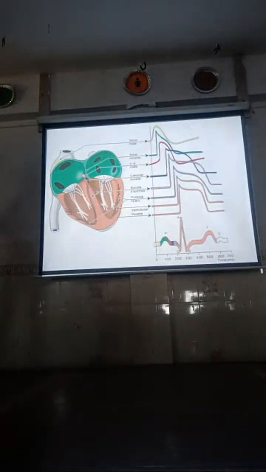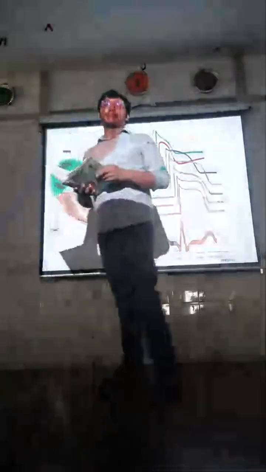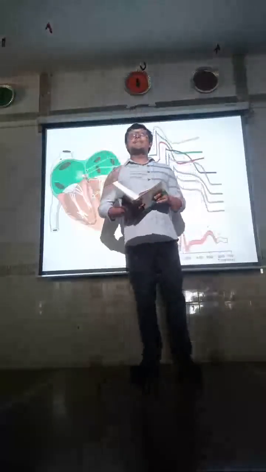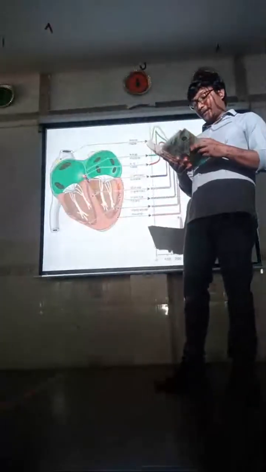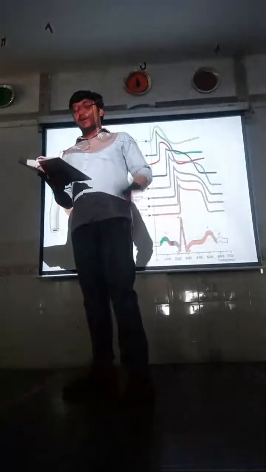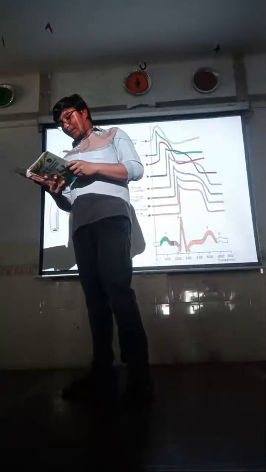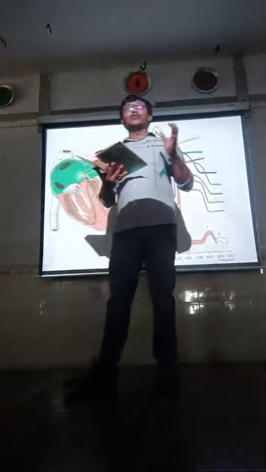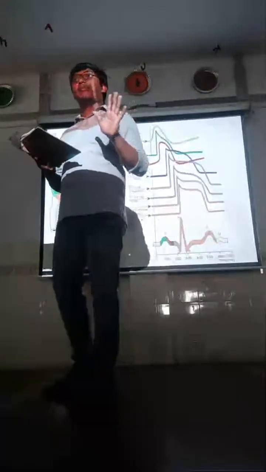So what is happening here? When the atrial muscle is getting contracted, the atrial pressure is also rising. What is the pressure rise here? Approximately 4 to 6 mm of Hg. Here the ventricular pressure is also rising up to 7 to 7.8 mm of Hg.